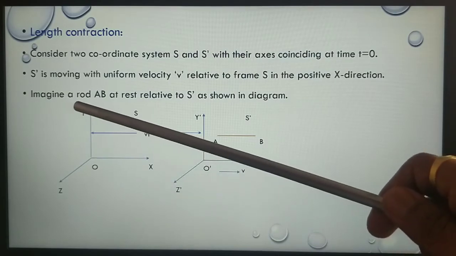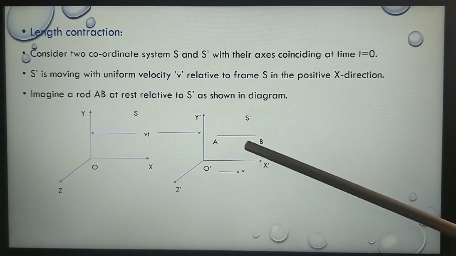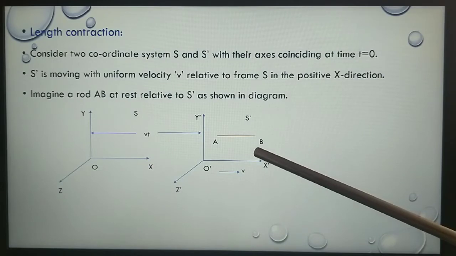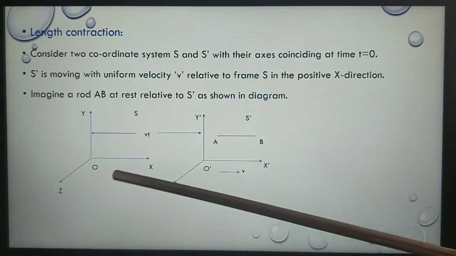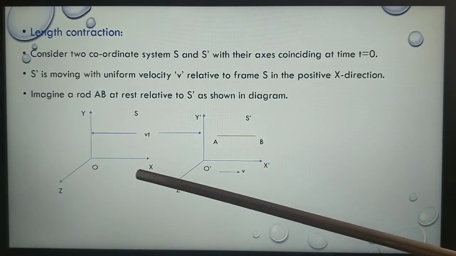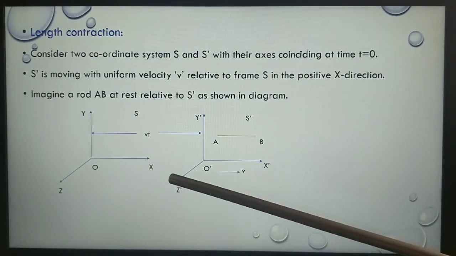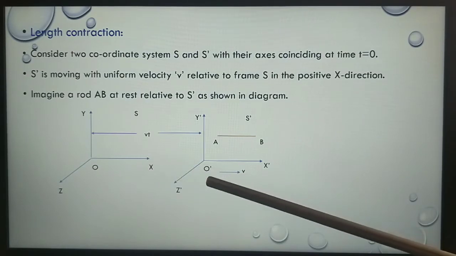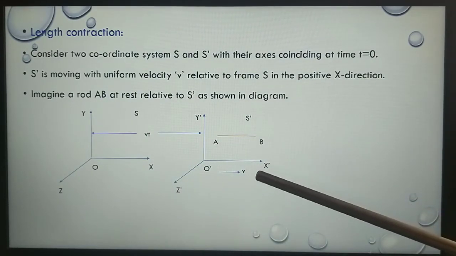Now here we imagine a rod AB at rest relative to S dash. So this rod AB is in the frame S dash, and with respect to S dash, this rod is stationary or at rest. Now here O and O dash are the origins of frames S and S dash. These O and O dash are also called the observers in frames S and S dash.